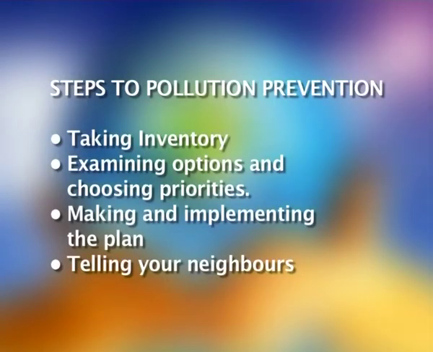Four steps to pollution prevention. Individuals and families can achieve pollution prevention by following a four-step plan: taking inventory, examining options and choosing priorities, making and implementing the plan, and telling your neighbors.